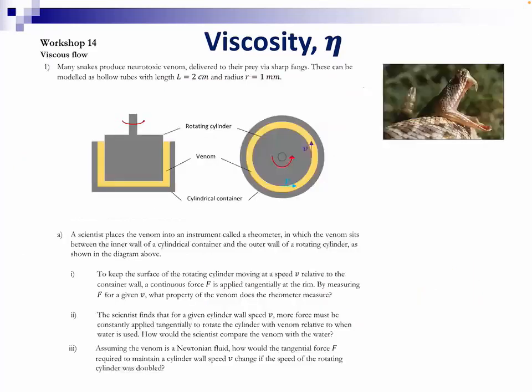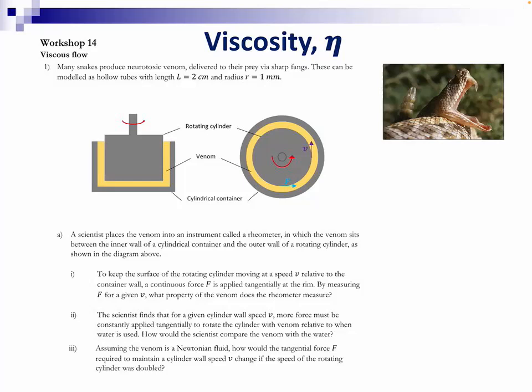Right, so looking at the workshop problem on viscosity, they have their many snakes produce venom. They deliver that venom via sharp fangs, and the fangs can be modeled as hollow tubes with length 2 centimeters and radius of 1 millimeter. So that's for the cylindrical fang, for the hollow tube, like shown here. Now, a scientist places the venom into an instrument called a rheometer, in which the venom sits between the inner wall of a cylindrical container and the outer wall of a rotating cylinder.